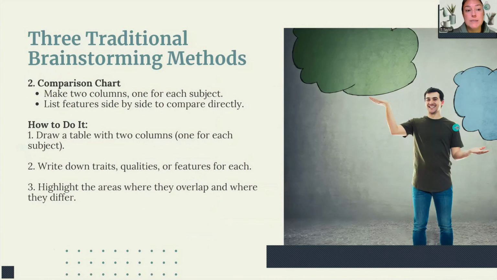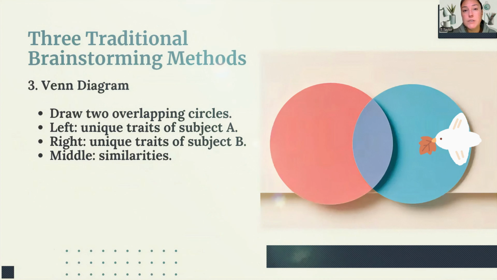And it's important because what you're doing then is drawing that table, the table of the 2 columns with the 2 headers on top, and you're writing down the traits, the qualities, or the features for each in there. And the other type of brainstorming method is the Venn diagram. This is where you draw 2 overlapping circles like this, and on the left you would put the unique traits of the first subject, and on the right, the unique traits of the second subject. And in the center, anything overlapping is what they have in common, their similarities.